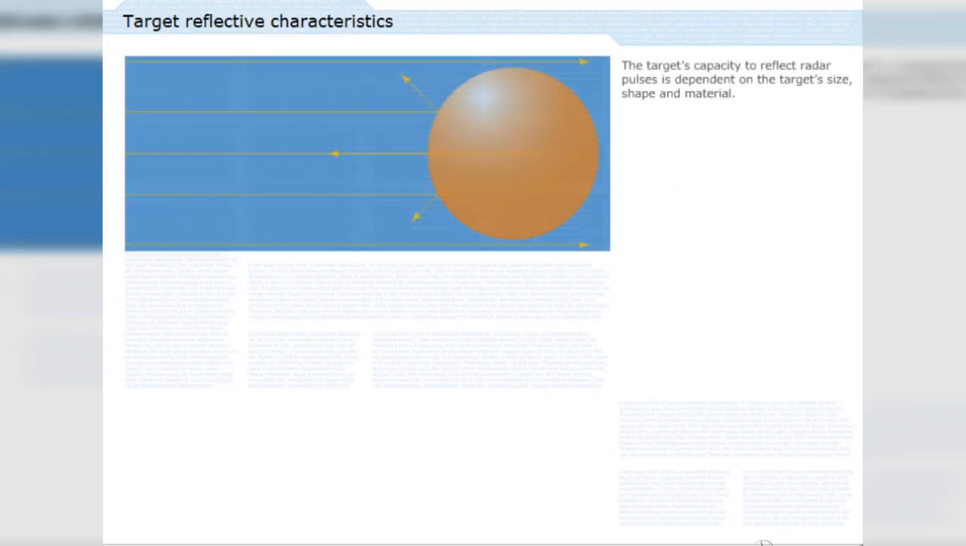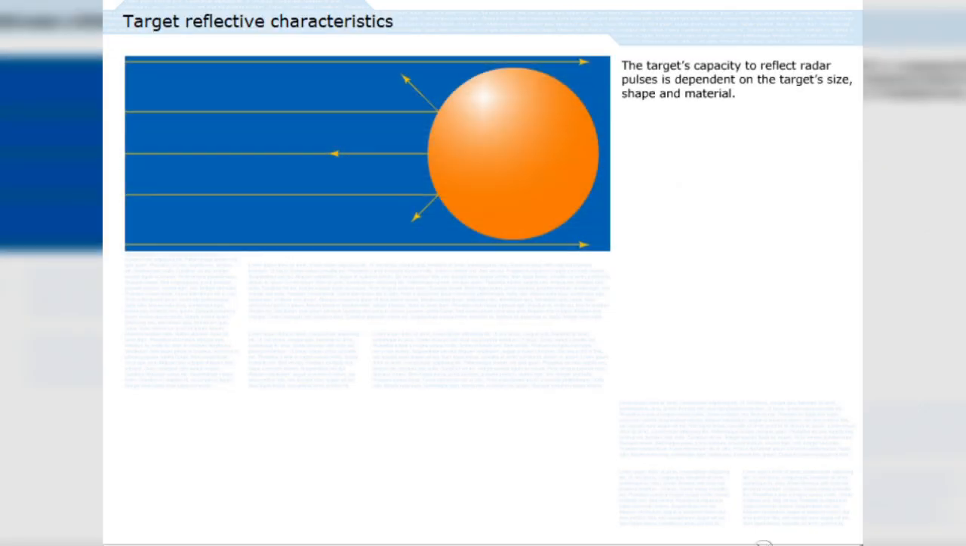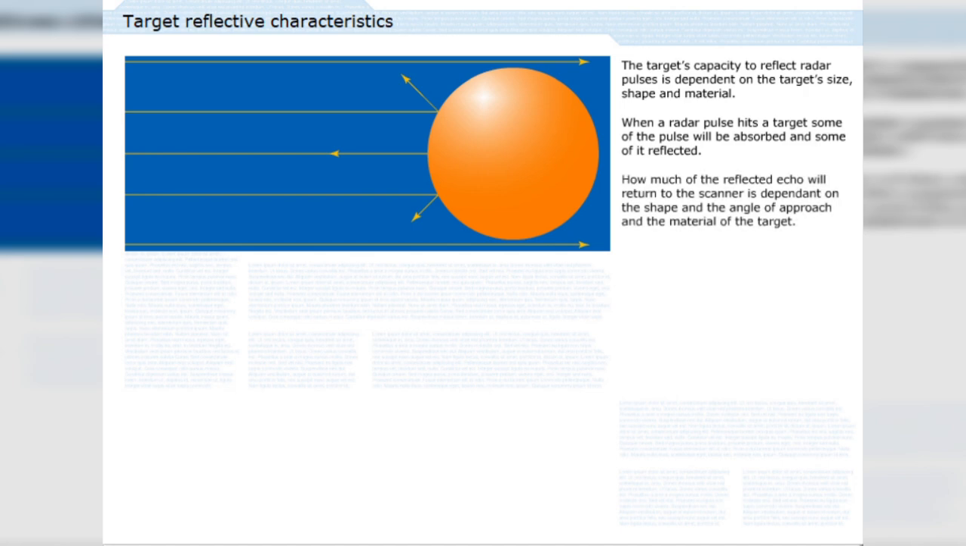The target's capacity to reflect radar pulses is dependent on the target's size, shape and material. When a radar pulse hits a target, some of the pulse will be absorbed and some of it reflected. How much of the reflected echo will return to the scanner is dependent on the shape and the angle of approach and the material of the target. Radar pulse reflection is subjected to the same laws as those for the reflection of light.